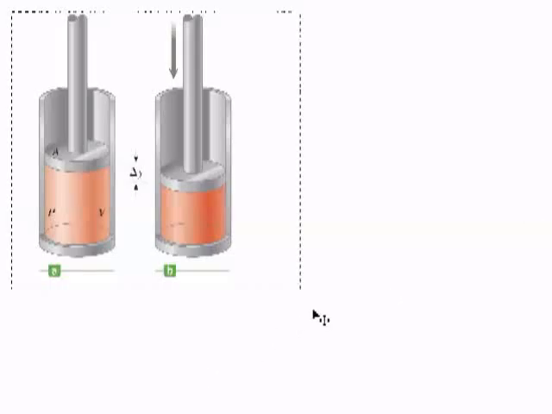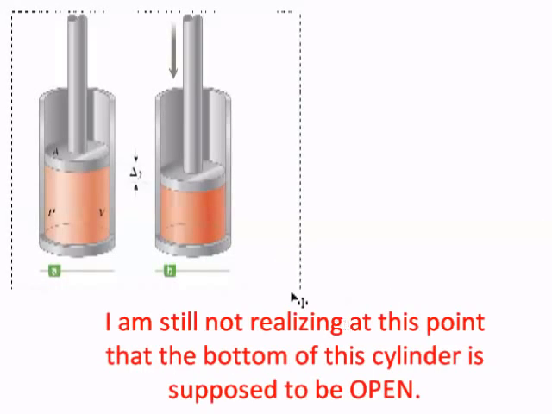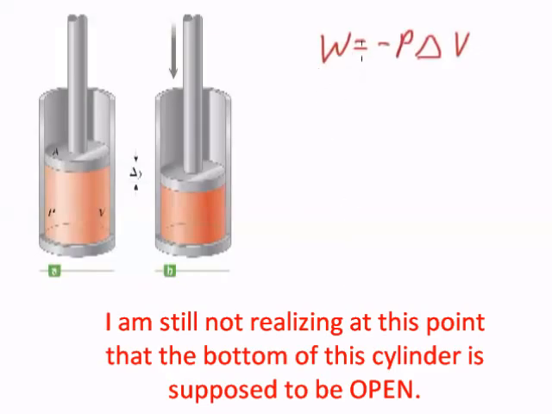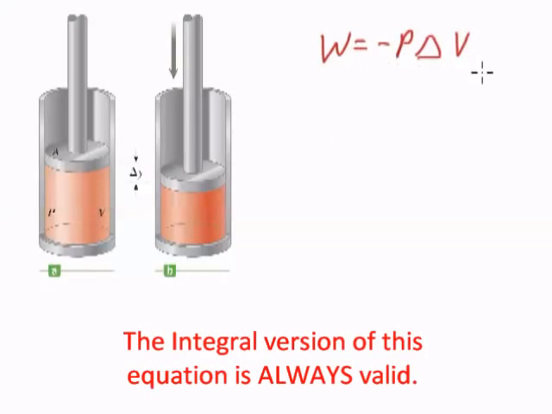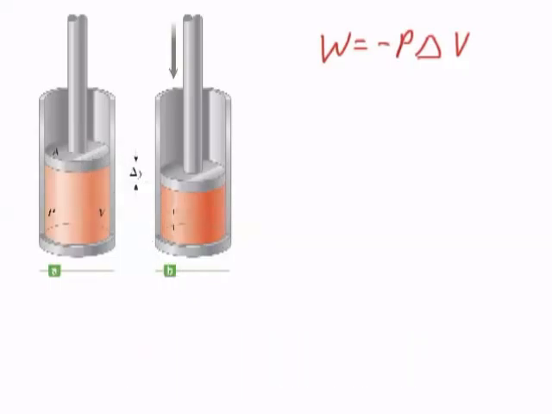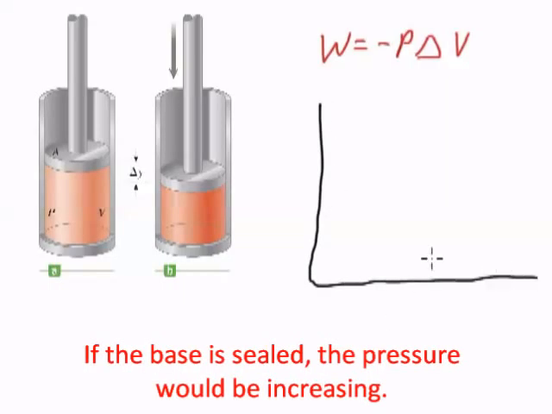As we left the last video, we were confused because we wanted to use this equation, work equals negative P delta V, to describe the amount of work done by the pistons on this gas. However, we realized that the pressure, as we drop this cylinder down, is increasing. Let's get an idea of how we can resolve that situation by imagining a pressure versus volume diagram.